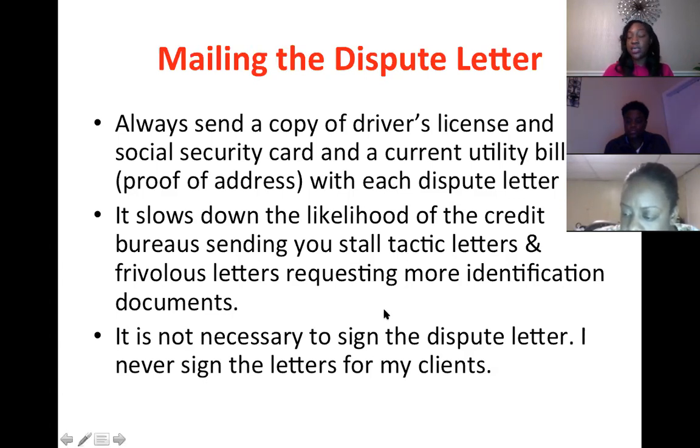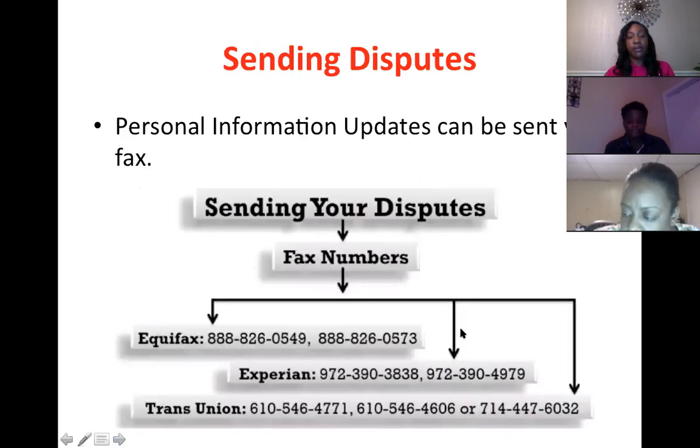If they don't have a driver's license, they can use a passport. If they don't have a social security card, they can use a W-2 or 1099 with their social security number on there. And there are other forms of proof of address that they accept as well. I will give you that full list. But again, you want your client to send over a clear color copy so that once you print it out, it still has a good quality to it, okay?